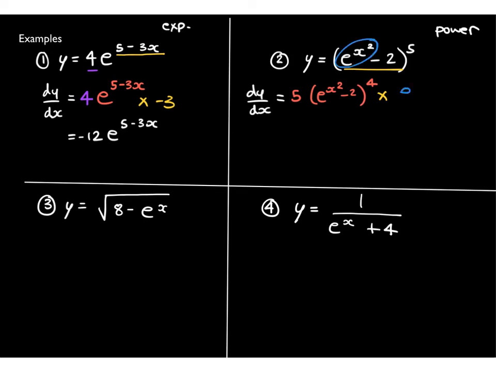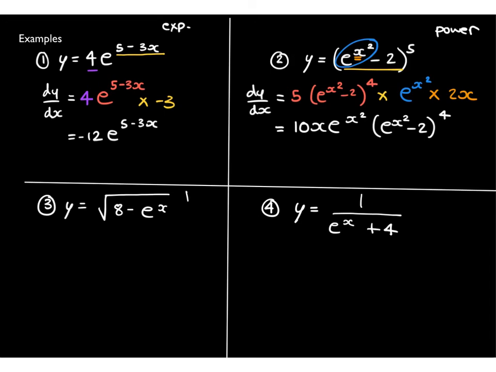So that would be e to the x squared, but then I need to multiply by the innermost function here as well, or the derivative of the innermost function rather, and the derivative of the innermost function is then 2x. So you have layer upon layer of composite function here, a really interesting question. So we end up with 10x e to the x squared brackets e to the x squared minus 2 all to the power of 4.